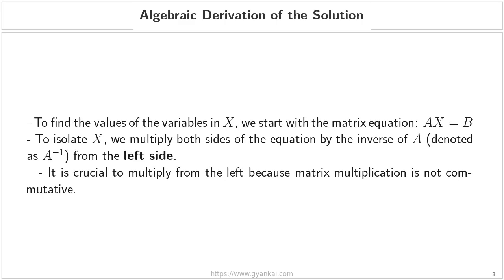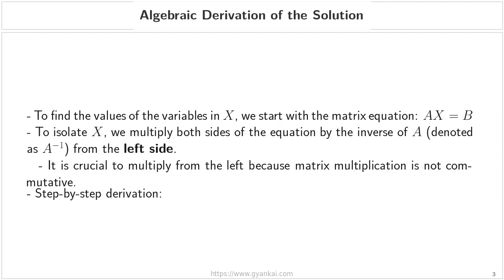To do this, we are going to multiply both sides of the equation by the inverse of A, which we denote as A inverse. However, there is a very important rule to remember here. You must multiply from the left side. Unlike regular numbers, matrix multiplication is not commutative, meaning the order in which you multiply matters immensely. If you multiply from the right, you won't get the correct result. Let's walk through the step-by-step derivation together to see how this works.